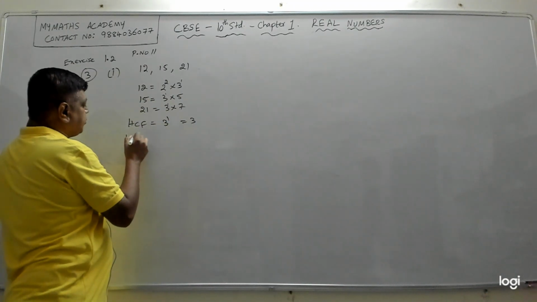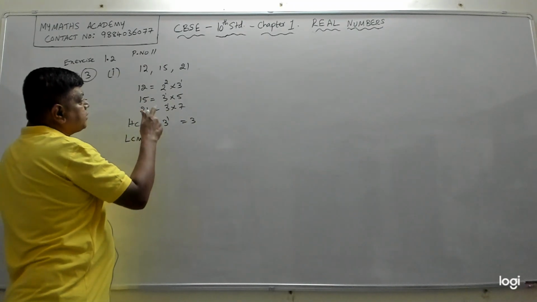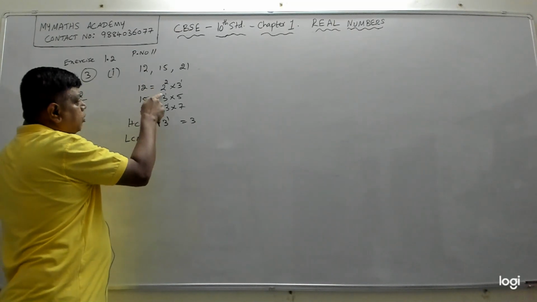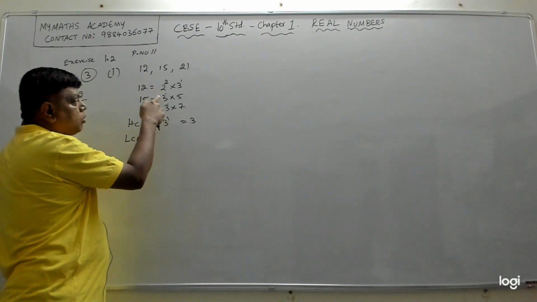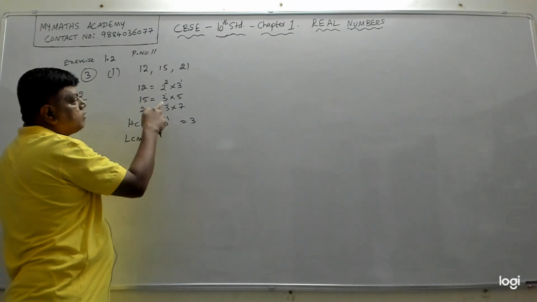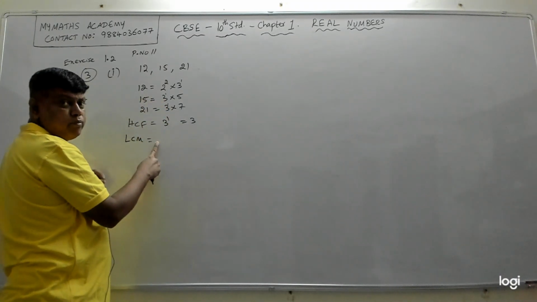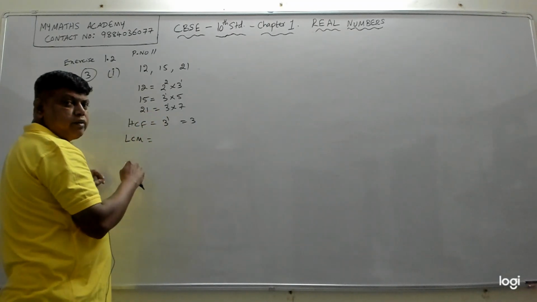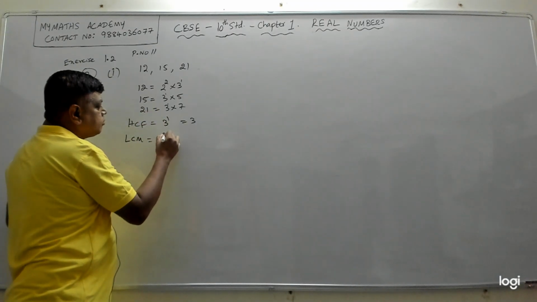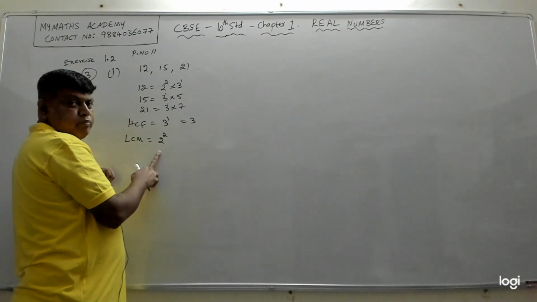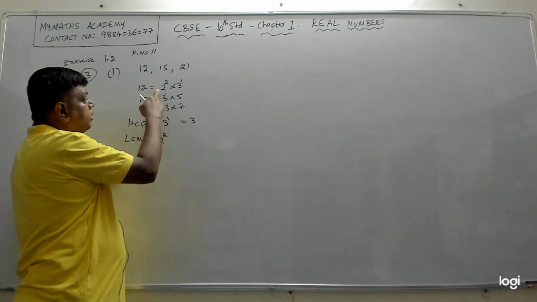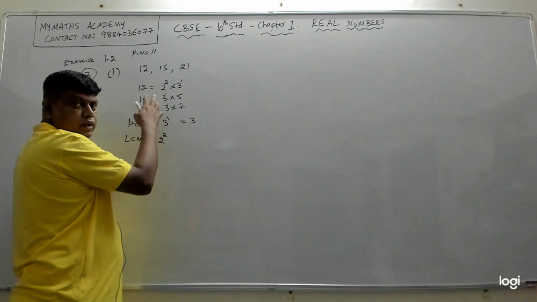Now LCM. LCM means we will check the numbers one by one. So this is 2 square. Is 2 present anywhere else? No. But still we will write it. Even if it is not in the others, for LCM we will write it. So the entire 2 square you will write. Highest power we will write. Here 2 power 2 is present only in this one, not in the other two, so we can just write that as it is.